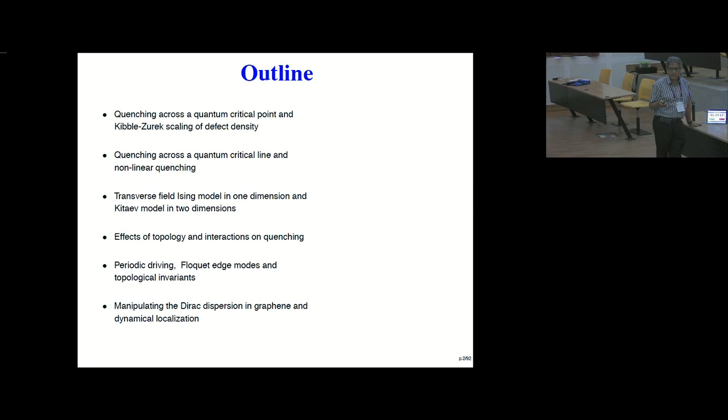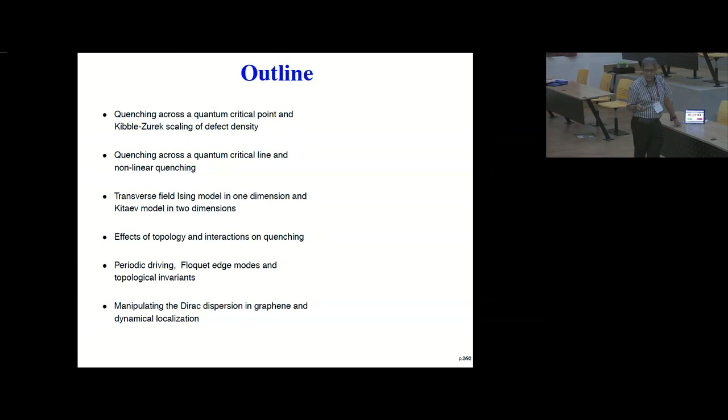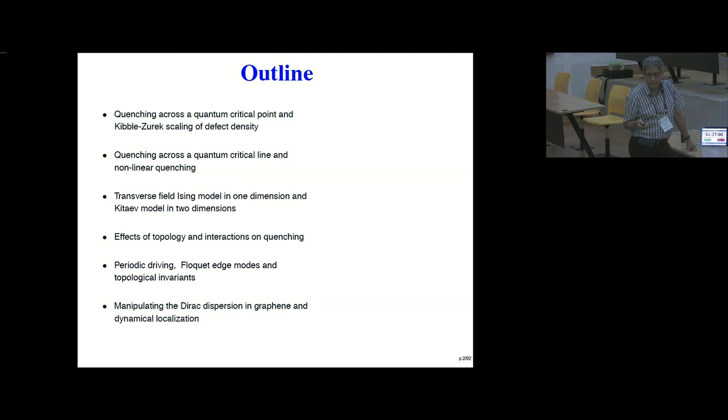And we'll see that periodic driving can give rise to edge modes. Even if the time independent part of the system has no edge modes, just by driving it, you can produce edge modes. And I'll say a little bit about topological invariance at that point. And finally, I'll end with some ideas about how we can manipulate the energy momentum dispersion in various materials using periodic driving. I'll give some examples from graphene, how we can manipulate the usual Dirac dispersion. And you can also achieve something called dynamical localization, where you can completely freeze the motion of the electrons by periodic driving. So that's the outline for all the three talks together.